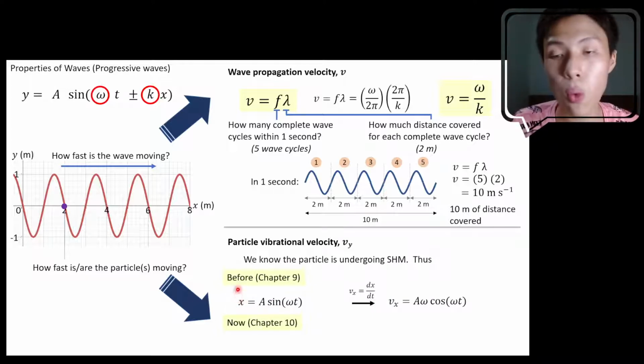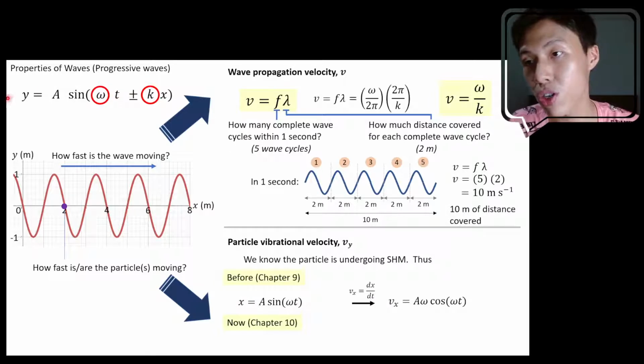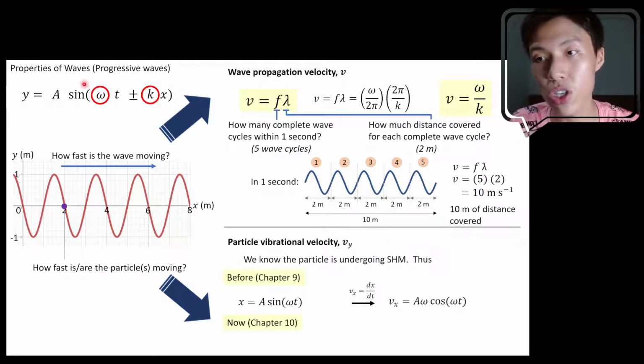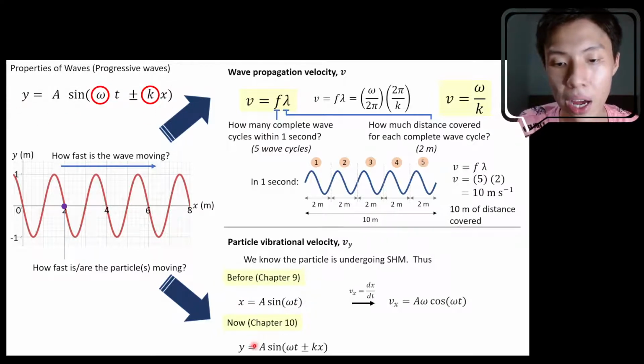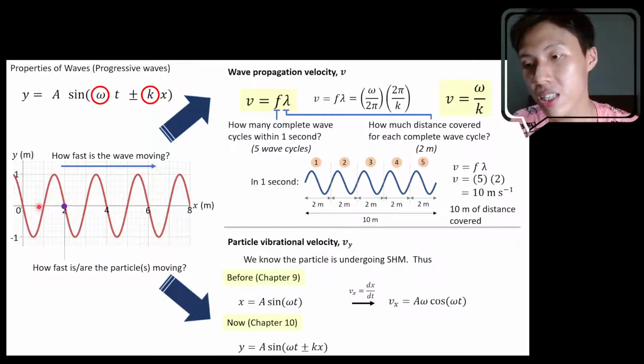If you move on to chapter 10, displacement is no longer x. Displacement is now called y. So our equation for displacement is this new equation over here: y equals a sine omega t plus or minus kx. Now we have a kx behind. Why do we have kx behind? Because this equation is general. It's for all the particles that are along the x-axis here.